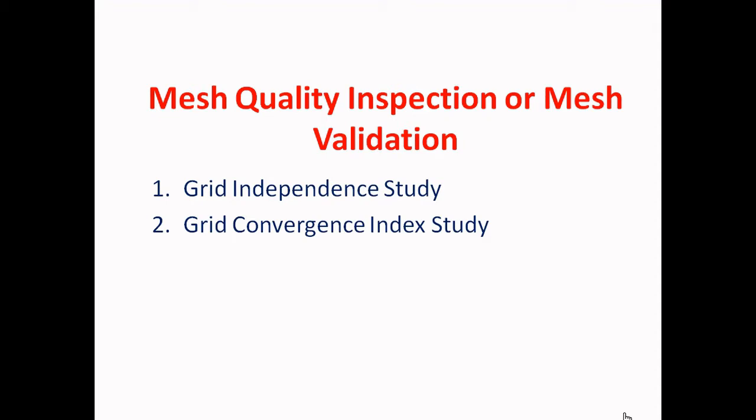For mesh quality inspection or mesh validation, there are two methods available. The first one is a grid independent study and another one is a grid convergence index study. First we learn grid independent study.